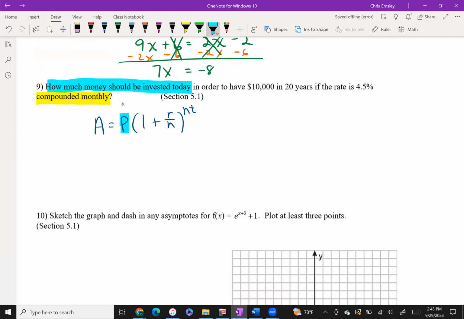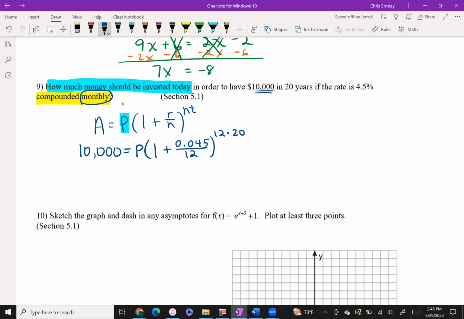We want to plug in the values in the rest of the formula in order to have $10,000 in 20 years. So there is our ending balance. That goes in place of A. R is our interest rate, 4.5%. We want to change that into its decimal form. N stands for the number of compounding periods in a year. If your interest is compounded monthly, that would be 12 times a year, so N is 12. Our exponent is then that same value, 12, times T, which is time, in this case, 20.